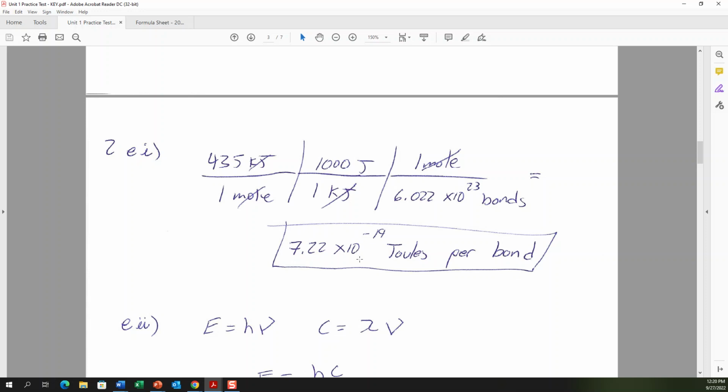It should be a small number because we're talking about one little covalent bond. This bond energy, the 435 kilojoules, is for a mole of those bonds. All right. So this would be the energy in joules for one bond.